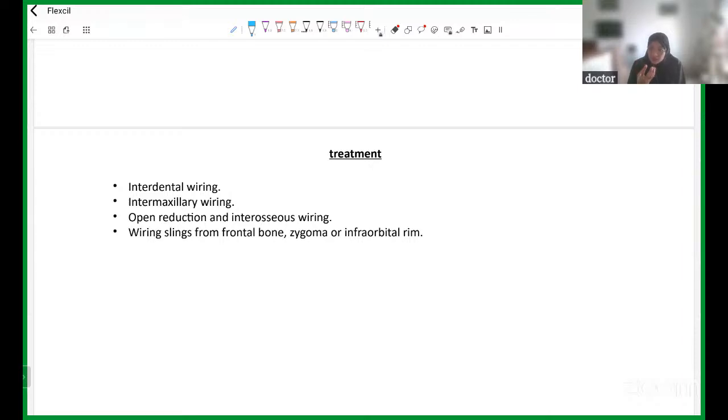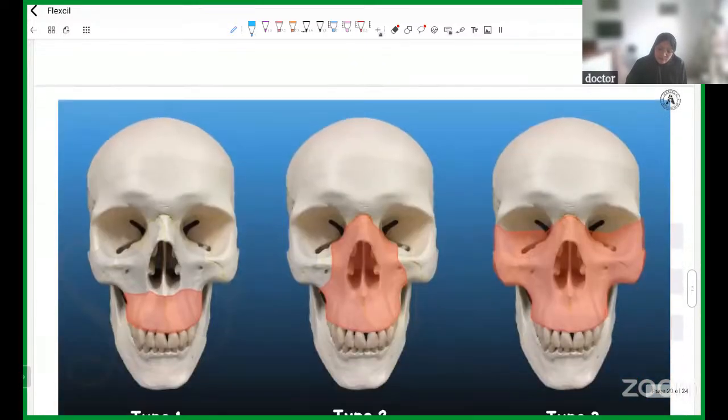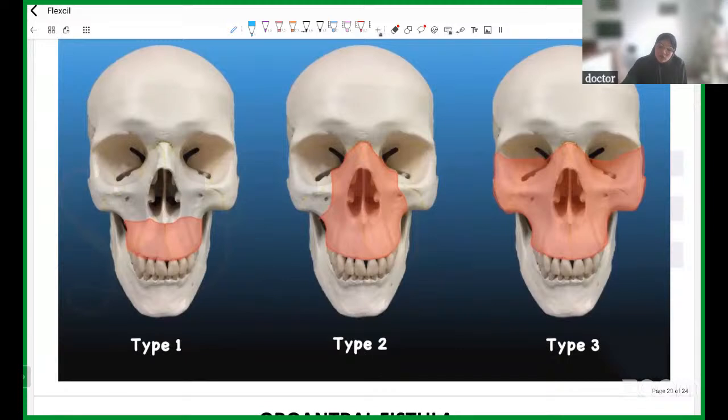Open reduction, you open up the mouth, and interosseous wiring, you give it in the zygomatic fractures. Okay, all these are done by wires and slings. Okay, wires and slings from the frontal bone or zygoma or infraorbital. So you use wires to bring everything down to place. Okay, so these are the fractures of the maxilla, for type 1, 2, and 3.